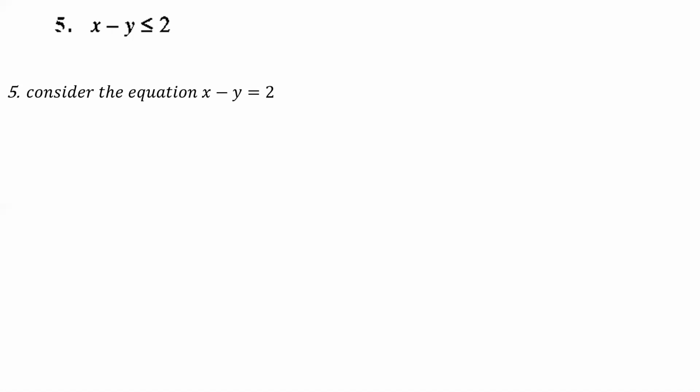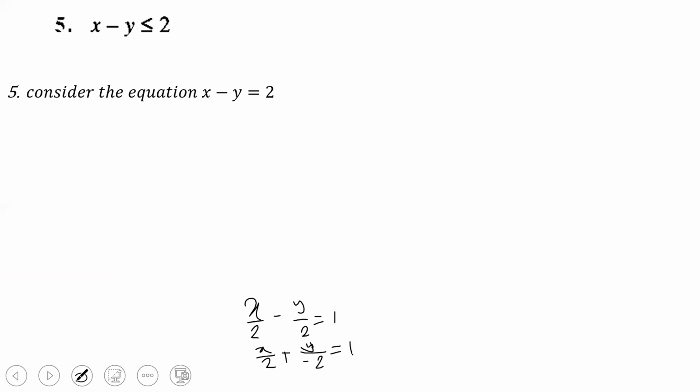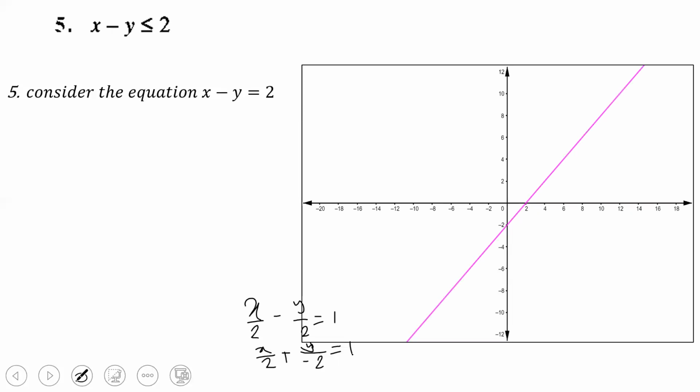Now if x minus y equals 2, that means x by 2 minus y by 2 equals 1, or you can write x by 2 plus y by minus 2 equals 1. That means this line will cut the x-axis at the point (2, 0) and the y-axis at the point (0, minus 2). Look here, it's (0, minus 2) and (2, 0).